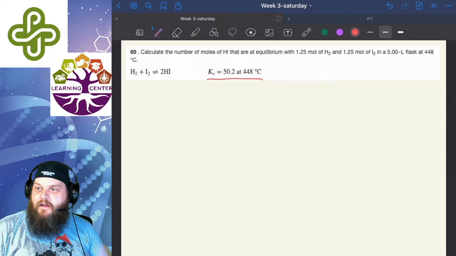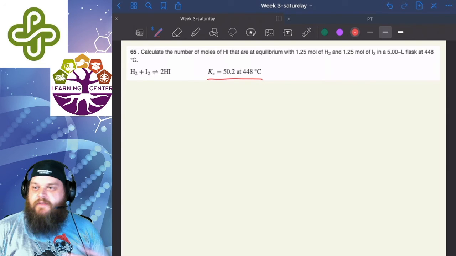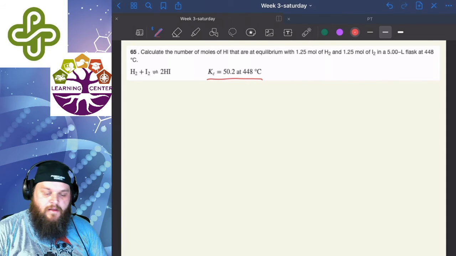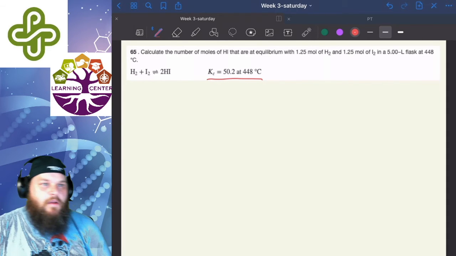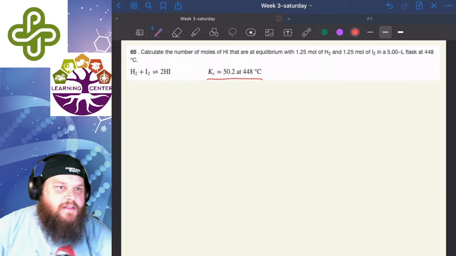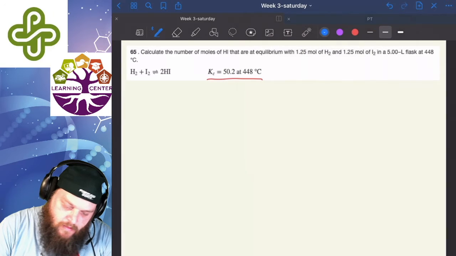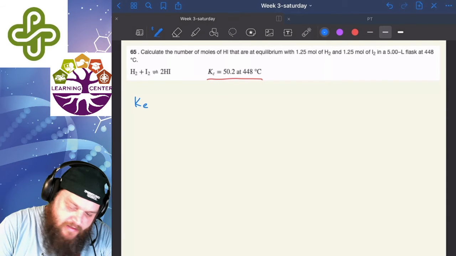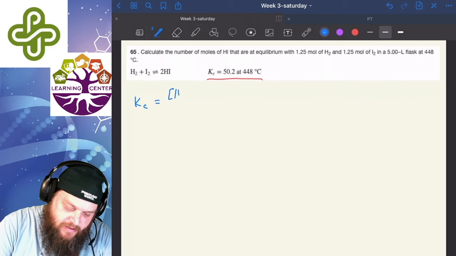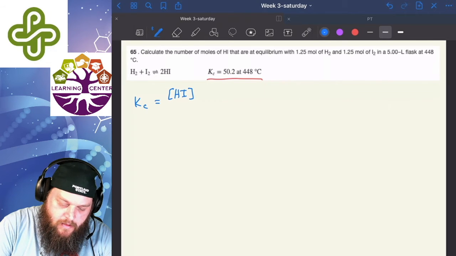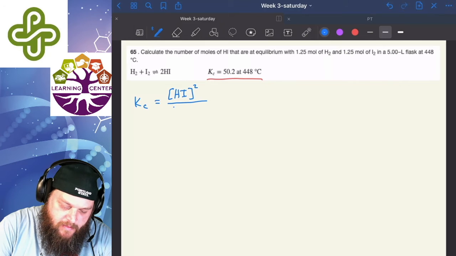As we saw, the heat affects whether it shifts to the left or to the right, which inevitably will change that equilibrium constant. So in this case, if we write out our equilibrium constant equation, that's going to be equal to the concentration of HI squared divided by the concentration of H2 times the concentration of I2.